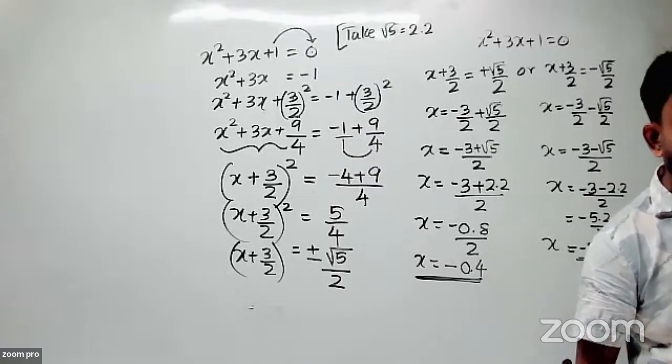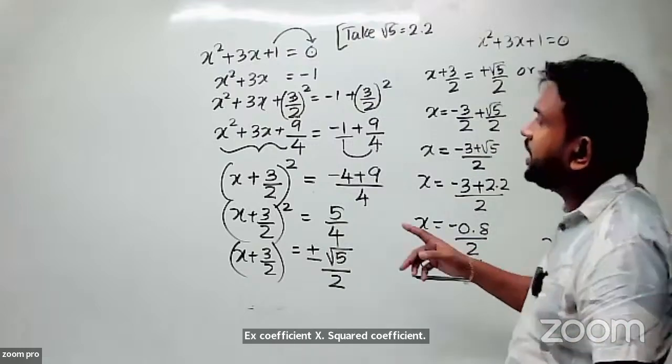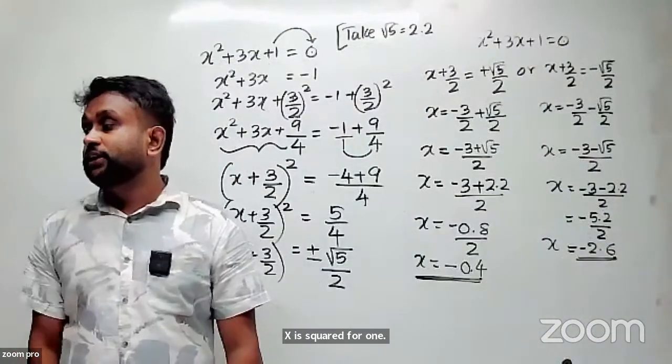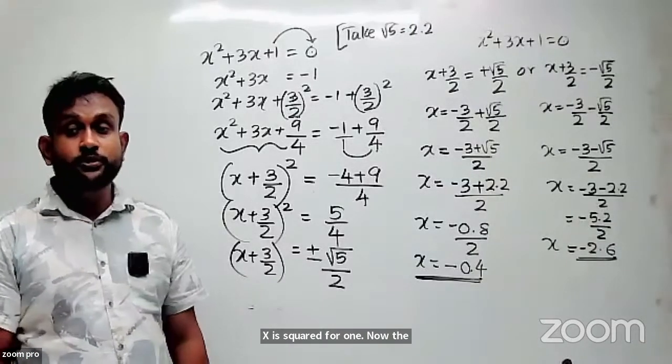Okay, correct them. Then we will move to equations with x squared coefficient. Here in all the equations we had x squared coefficient 1. Now the equations deal with an x squared coefficient that is not 1, a different value.